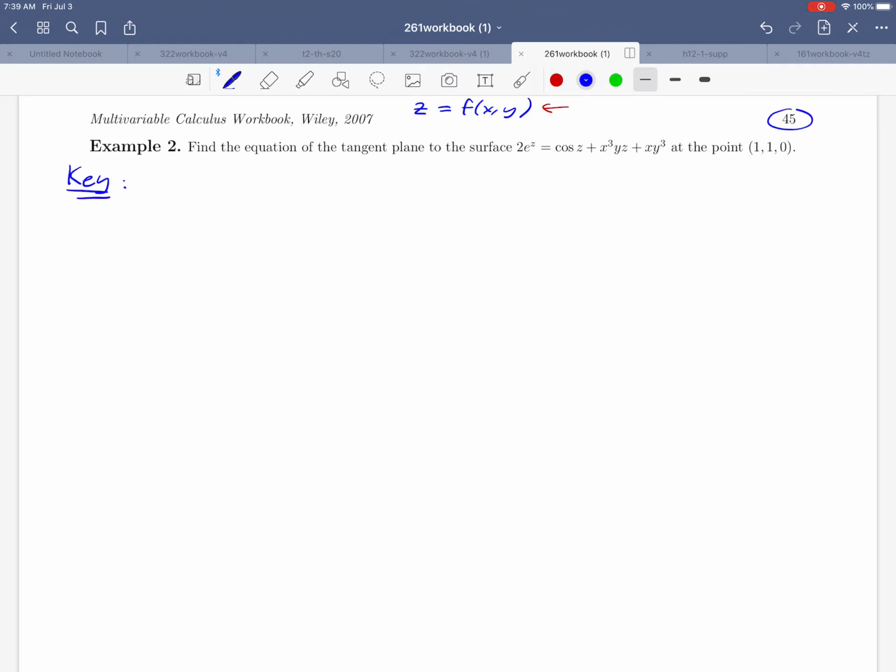Well, let's start with kind of a key observation here. If you want to find the equation of a plane, a very helpful piece of information is a normal vector. Okay, if we can find a normal vector to the plane, we already know a point, and so that would be enough information to find the equation. All right, how do we do that? Well, let's start with the equation we're given.